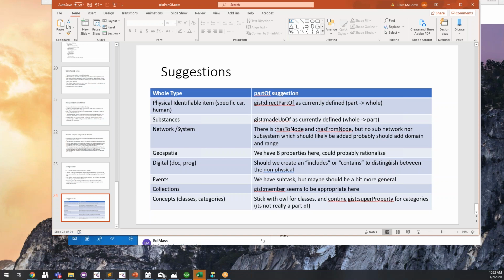Collections, I think we're pretty good with using just member for collections. Yes, absolutely. And we don't need a direct member and a transitive member. No, that's kind of ridiculous. So you could if you wanted to. And then for concepts, let's not think of instances being part of the set of all employees. Let's just go with RDF type, classes, and super property if we need to, over there on the category side.